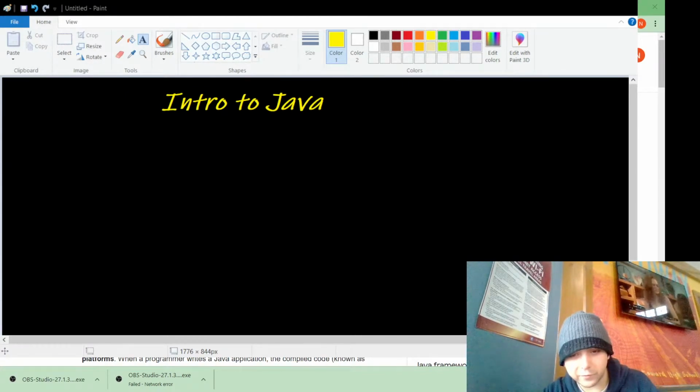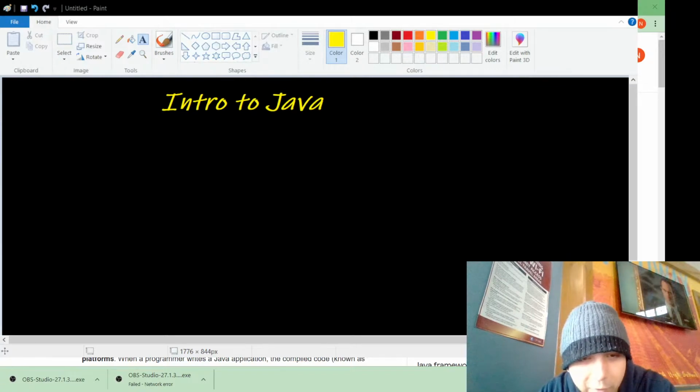But I want to test OBS streaming on NVCAP Code. I'm doing this from a service plaza, so I'm testing it out. So it looks good. Looks like it works.